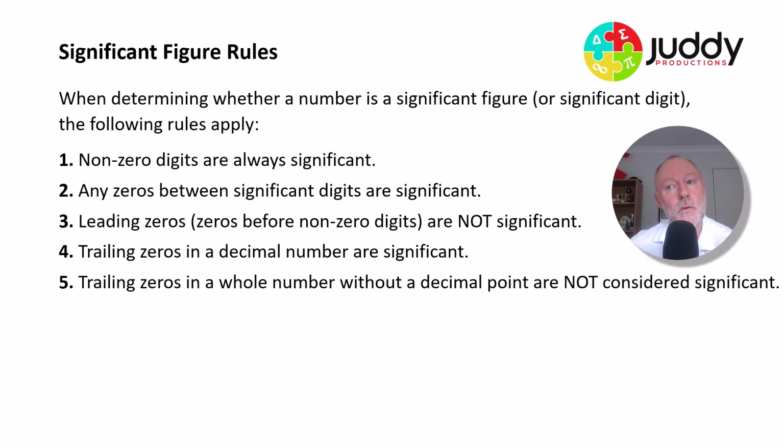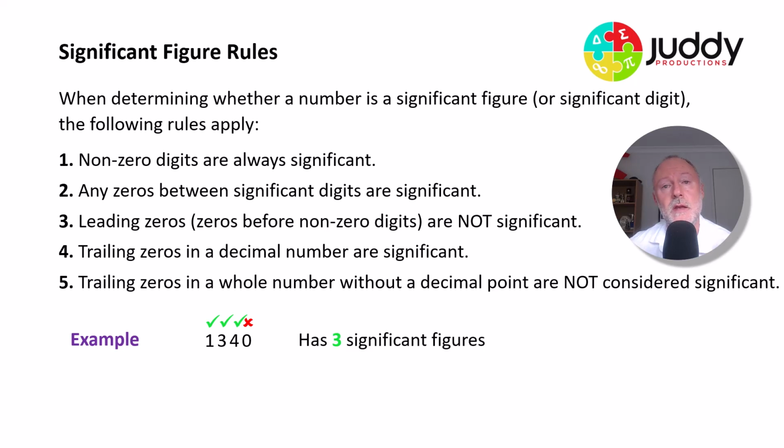Number five, trailing zeros in a whole number without a decimal point are not considered significant. So here's our example, 1340. We can see there's no decimal place in this number, and the right-hand side zero is in fact a trailing zero. So the 1, the 3, and the 4 are considered significant, but the trailing zero at the end without a decimal place is not considered significant. And so that number has three significant figures.